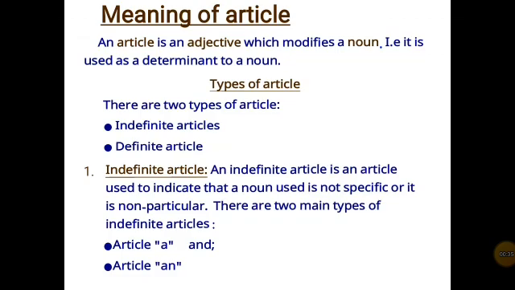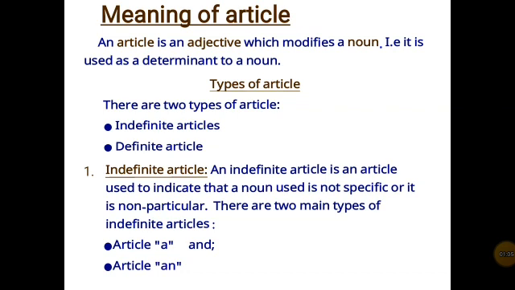To start with, we have the meaning of article. What is an article? An article is an adjective which modifies a noun. That is, it is used as a determinant to a noun. As we learnt that adjective modifies or qualifies a noun, so also do articles modify and qualify a noun.